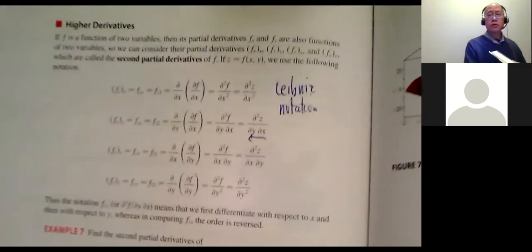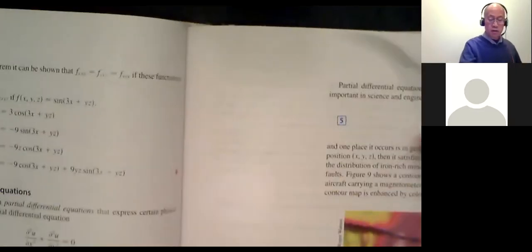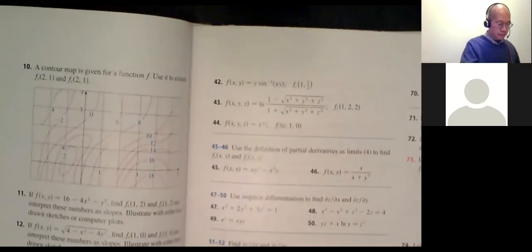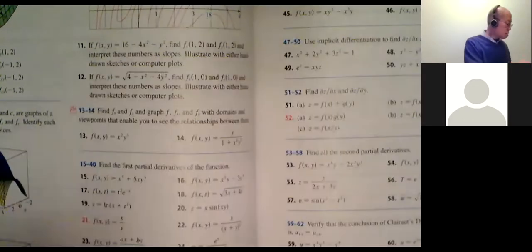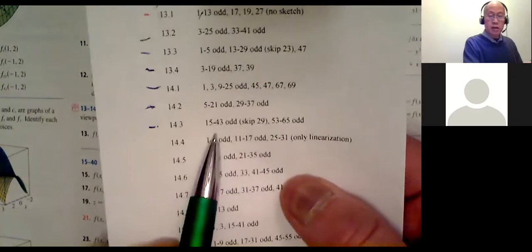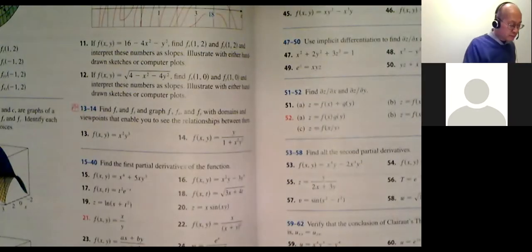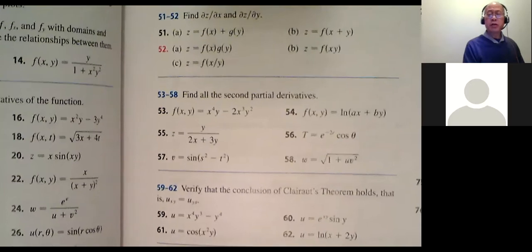Okay. Turns out this is not as big a deal as you might think, and we'll see why. Okay, so let's try some second derivatives. All right, so let's see, what time is it? Okay, we're good. So I'm pretty much done with the 15 to 43 type. So 53 to 65. Okay, 53, find all the second partial derivatives.